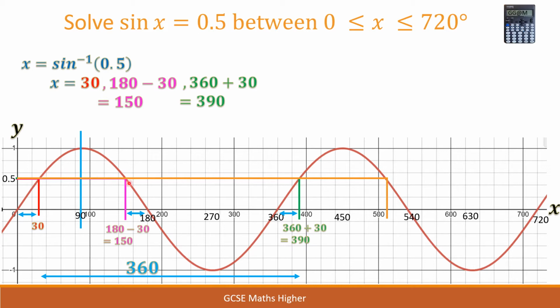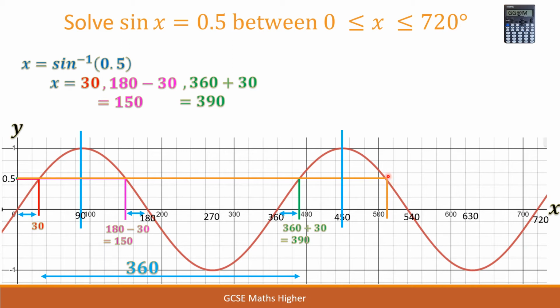So I've got 1, 2, 3, 4 solutions between 0 and 720. That is when the graph of y equals sine x is equal to 0.5. So we could just have drawn a line all the way across to start with, and we could have seen there were the 4 solutions up here. Now we're looking at the 4th solution now.